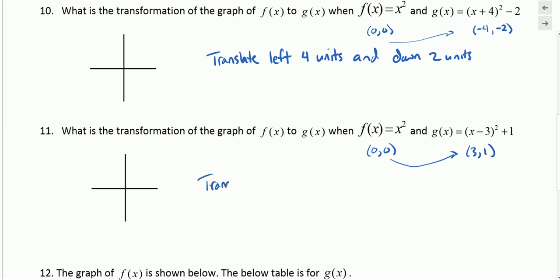We translate right 3 units and up 1 unit.